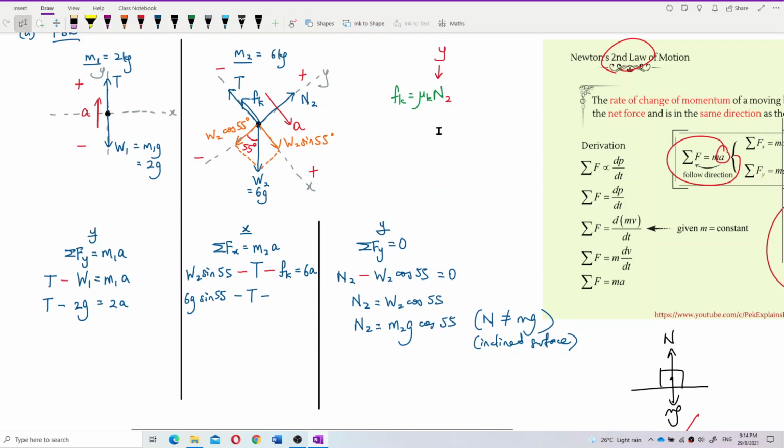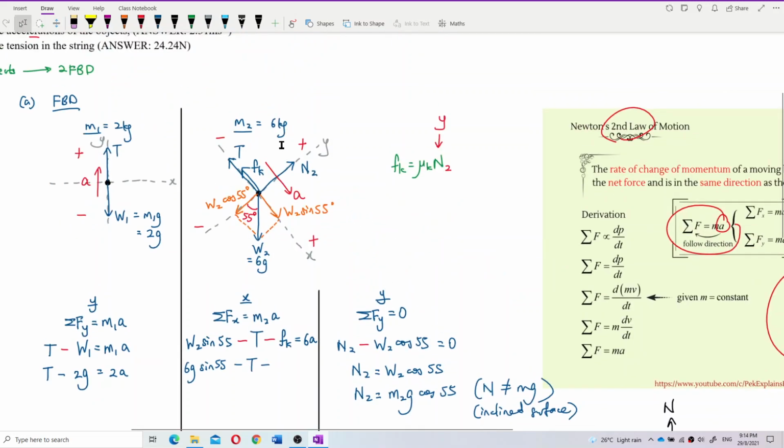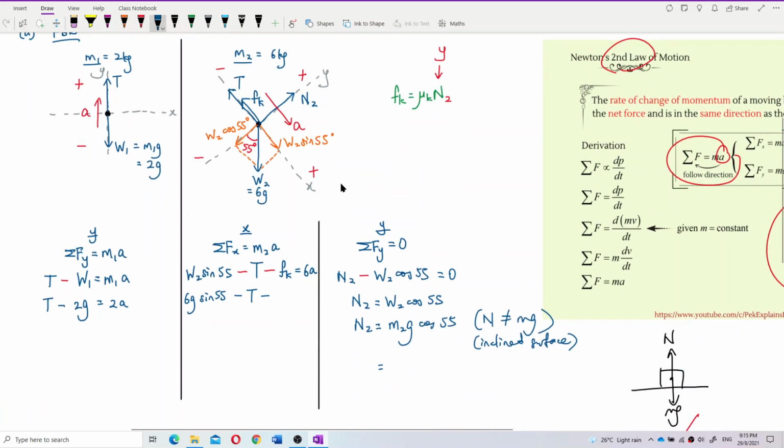Now we want to calculate the friction. Let's find out the normal force first. The normal force equals, the mass m2 is 6 kilograms, so 6 times gravity times cos 55. Okay, 6g cos 55.